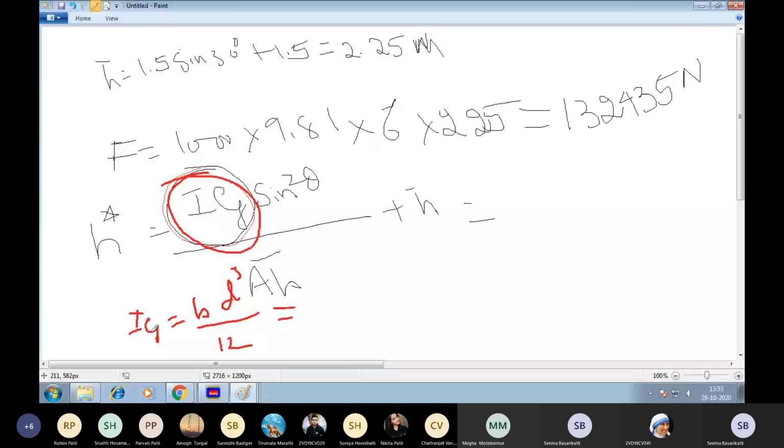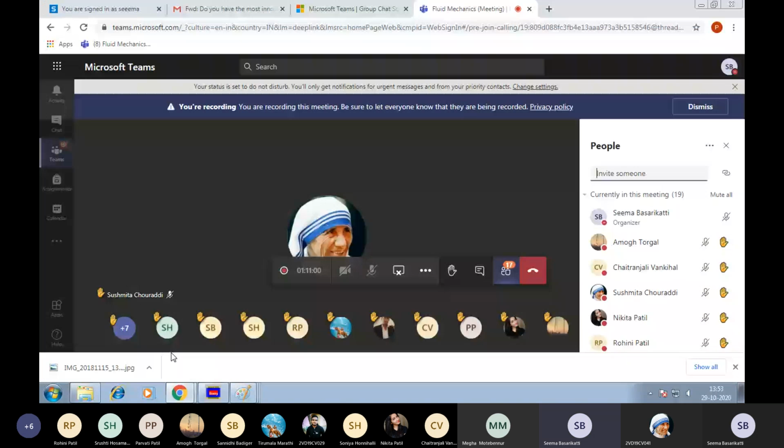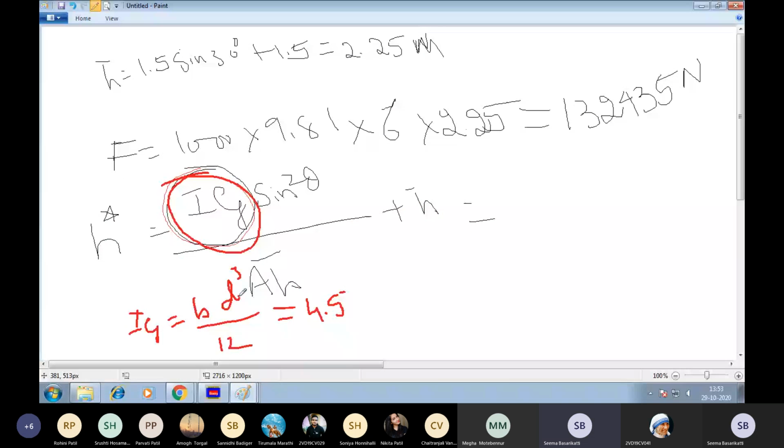What is the unit for Ig? D is in terms of meter. D cube is meter cube. B is in terms of meter. So meter into meter cube will be what? Meter raised to 4. Very good. It is meter raised to 4.